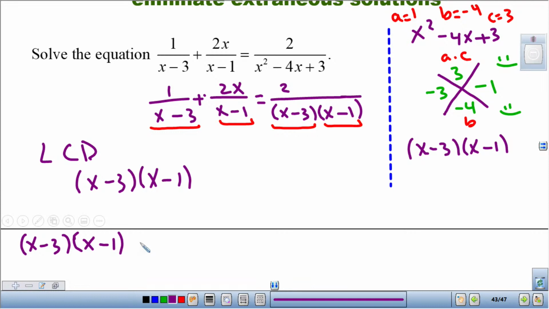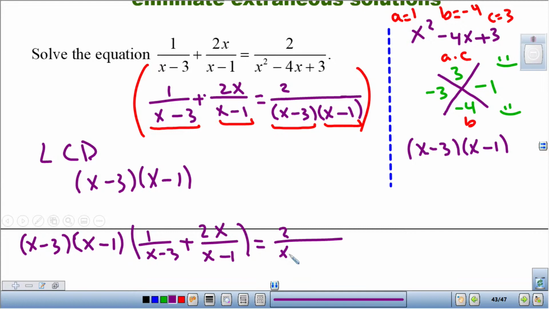So basically what you're going to do is take this here. Look at that. Multiply the least common denominator by every single one who lives there. That's going to be multiplied by 1 over x minus 3, plus 2x over x minus 1, equals 2 over x minus 3, x minus 1, times x minus 3, x minus 1. I know what you're thinking right now.